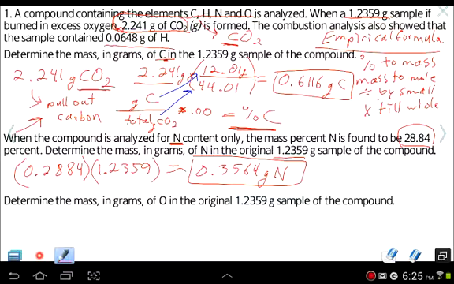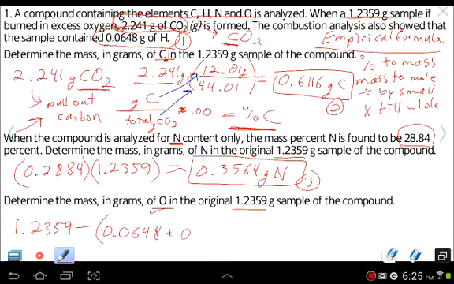Okay, and then we're asked for the mass of oxygen in the original compound. Now we were given the mass of hydrogen. Since we have 3 of the masses, all that's left to do is subtract these 3 masses from the total. So it's really 1.2359 minus the total of the others. So put hydrogen in, 0.0648, put carbon in, 0.6116, and put nitrogen in, 0.3564.